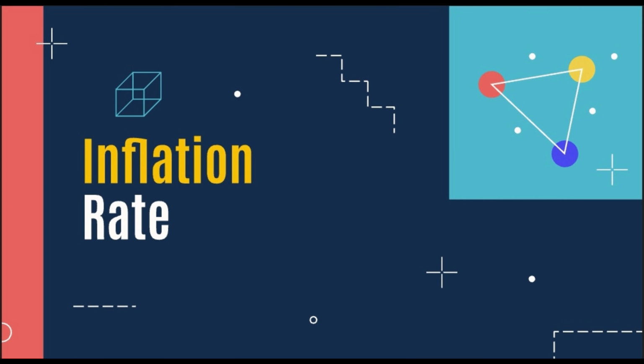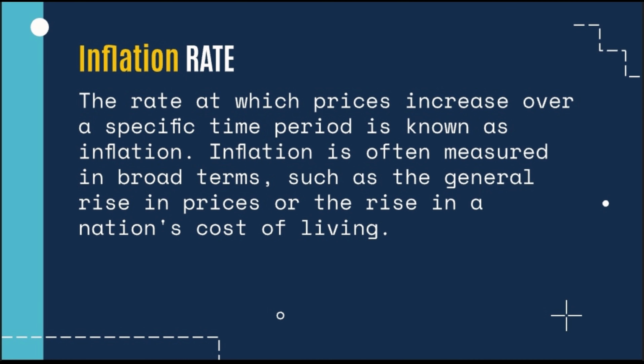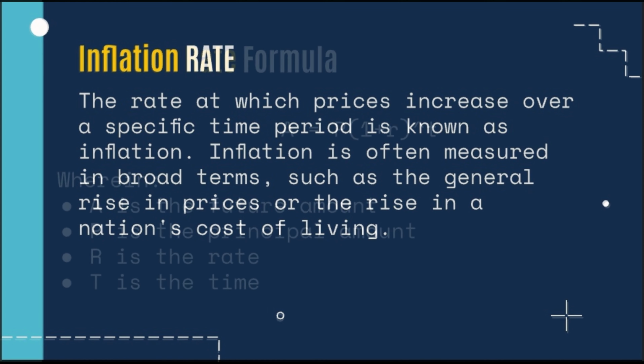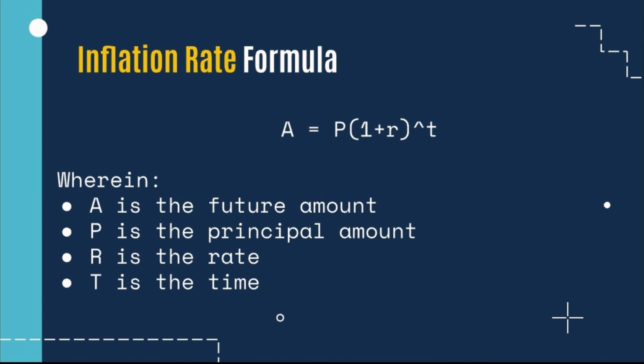Let's now learn about inflation rate. The rate at which prices increase over a specific time period is known as inflation. Inflation is often measured in broad terms such as the general rise in prices or the rise in the nation's cost of living. The formula for inflation rate is A = P(1 + R)^T, wherein A is the future amount, P is the principal amount, R is the rate, T is the time.